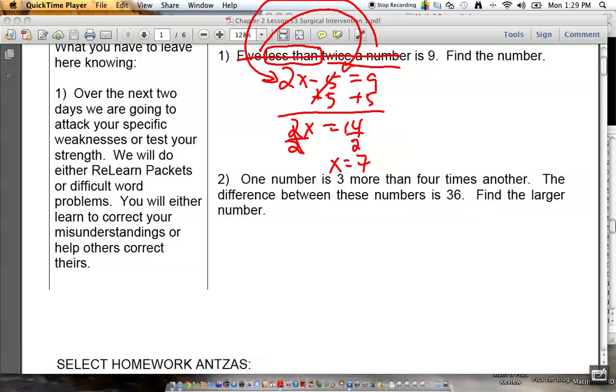All right. Next, one number is 3 more than 4 times another number. So how many numbers do I have in this problem? 2. Ready? First hashtag, second hashtag.